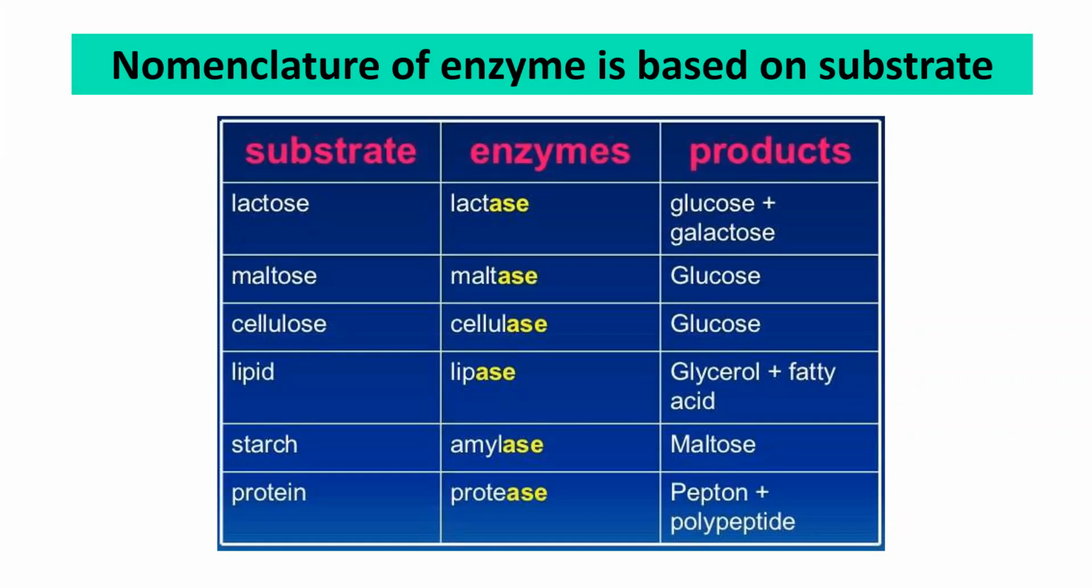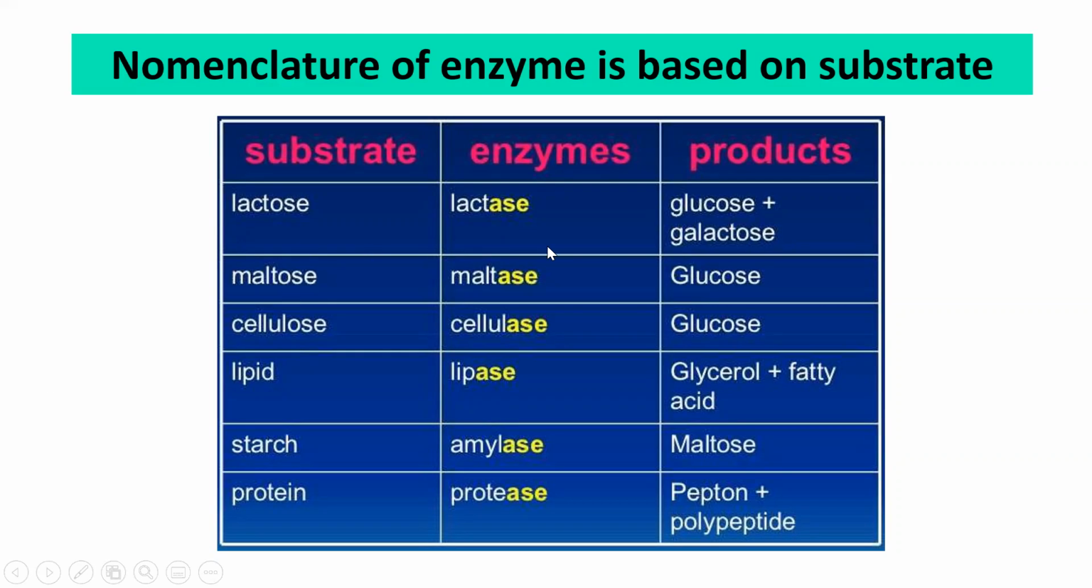Nomenclature of the enzyme is based on the substrate that it acts on. Suppose an enzyme acts on lactose, it's called lactase. Maltose, it's called maltase. ASE is the key word, and I think we learned it in the beginning too. If you say ASE, that is an enzyme. Amylase, protease. Okay, so all of those are enzymes. And what do they make? Or what do they result in?